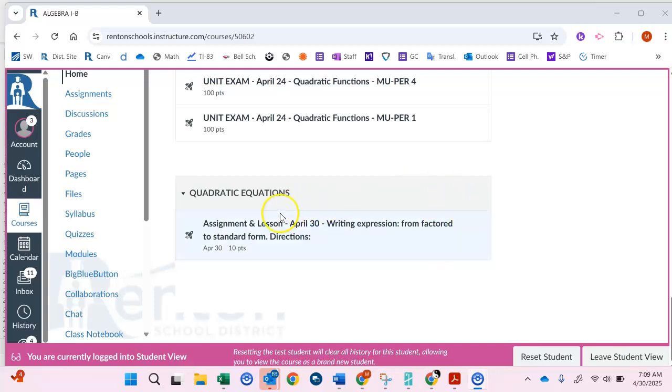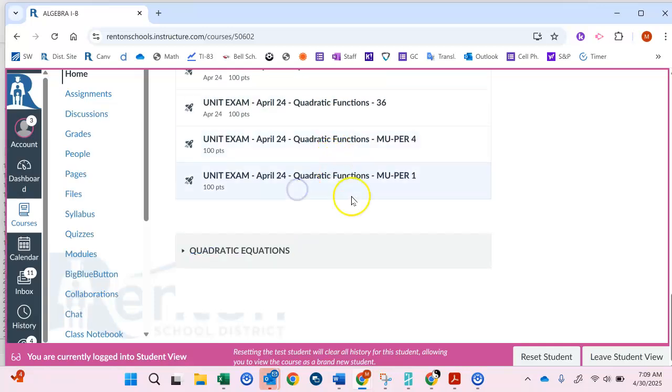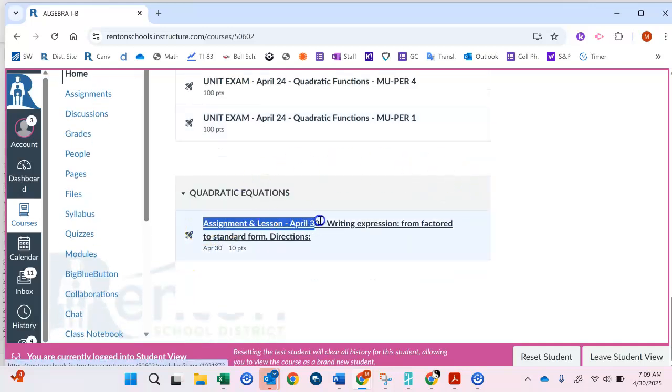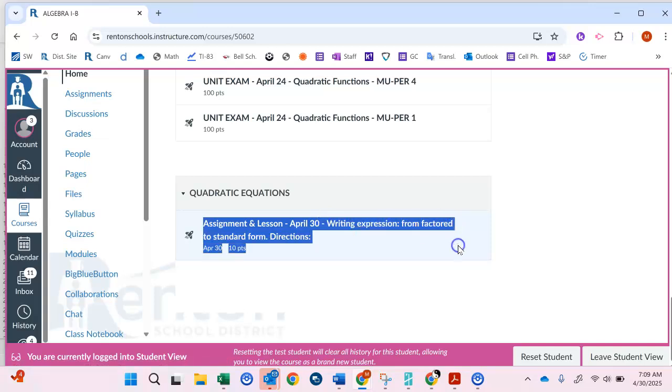Okay, hello. Today we are working on a new unit called quadratic equations. We studied functions before, but today it's quadratic equations. So please go to the assignment, April 30th, and we're going to be writing expressions from factored to standard form.